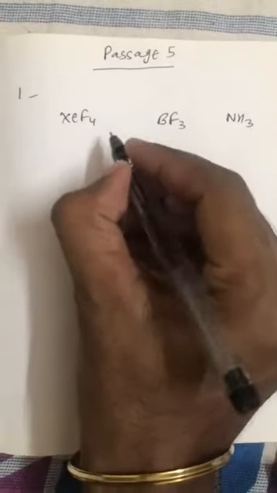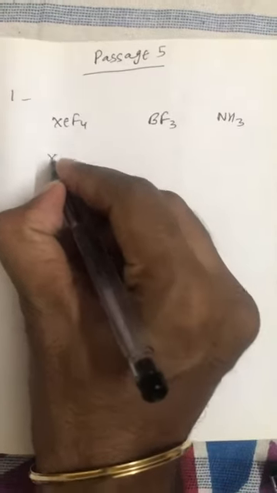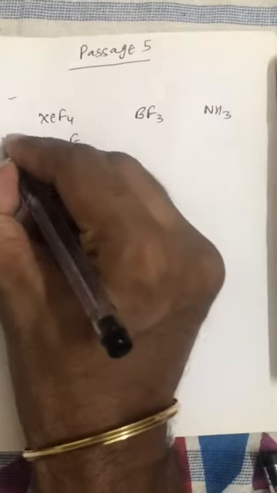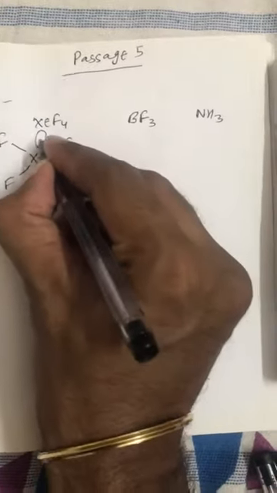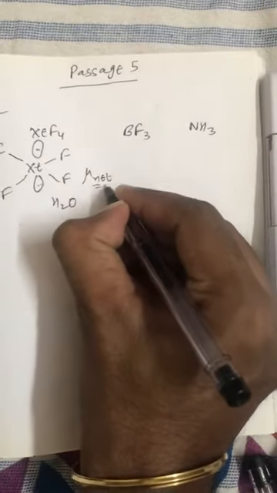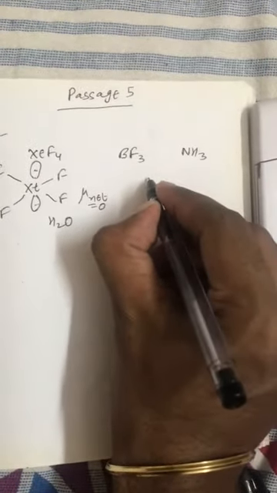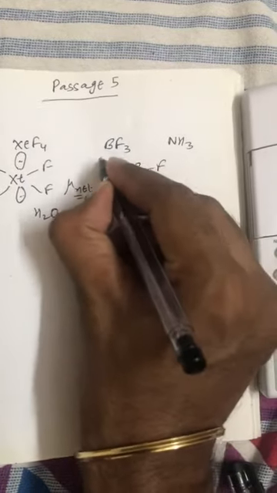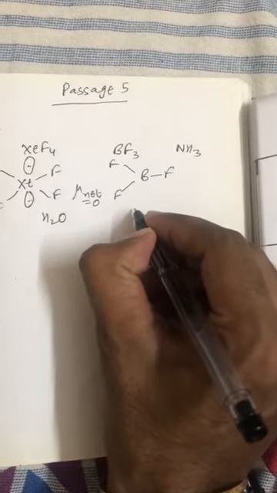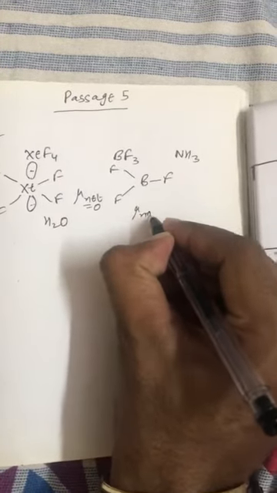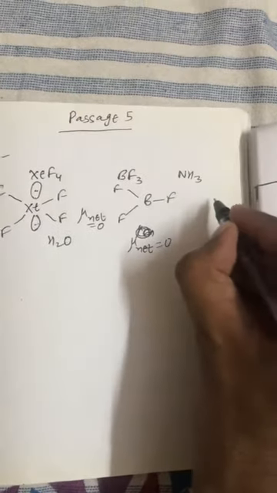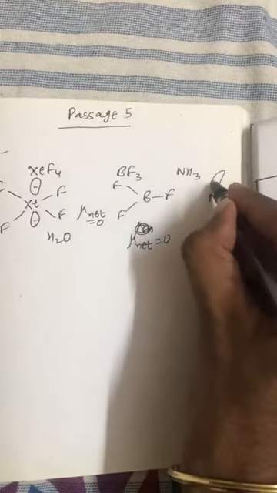Passage 5, question number 1. Now XeF4 is square planar. Here the dipole moment will be cancelled out. That's why mu net is equal to 0. In BF3, mu net is again 0 because it is also symmetrical. So all dipole moments will be cancelled out. NH3 is pyramidal.